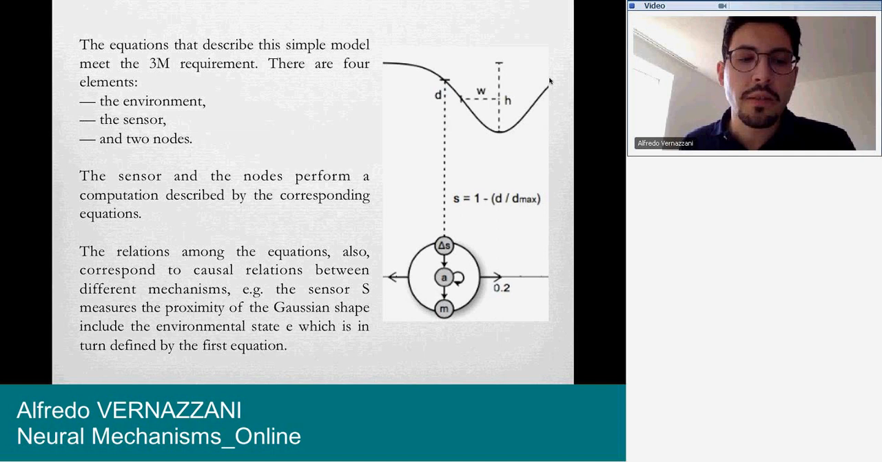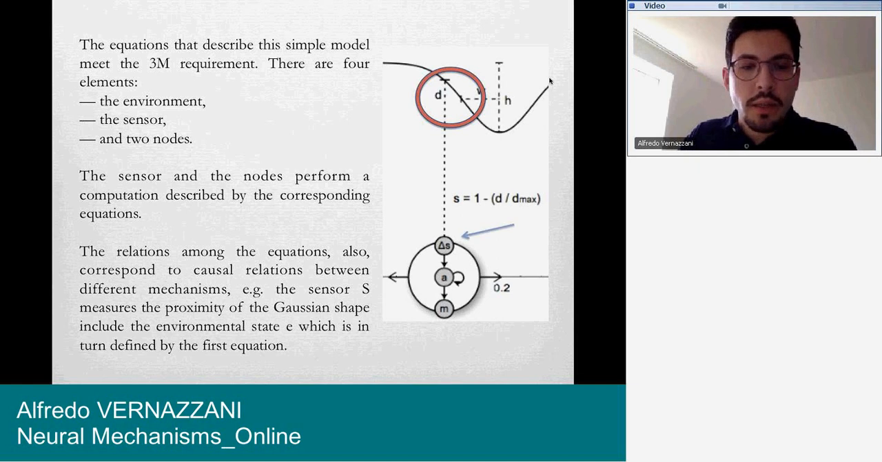So we have the sensor S, which measures the proximity of the Gaussian shape, included in the environment state E, which is in turn defined by the first equation. So the minimal system described by Buhrmann and collaborators apparently conforms well with the mechanistic framework of explanation. We can easily decompose the system into a number of smaller mechanisms which are then performing computations. Here we have the core elements, here's the sensor, and here are the two nodes.